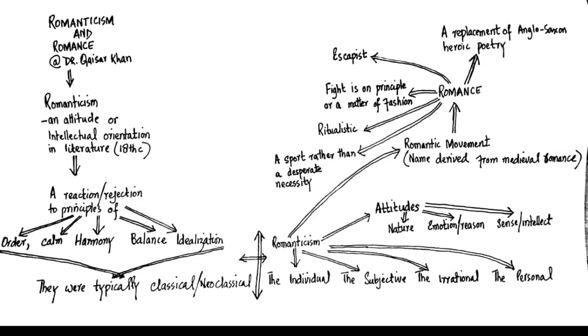So if you look at the mind map, you see that romanticism is an attitude. It refers to an attitude or intellectual orientation. An important thing for you to remember here is that when literary writers deal with their subject, the subject may be similar in different cases, but the attitude is important. It is the attitude of the writer or the literary figure that determines the orientation or the classification of the subject matter into different categories.